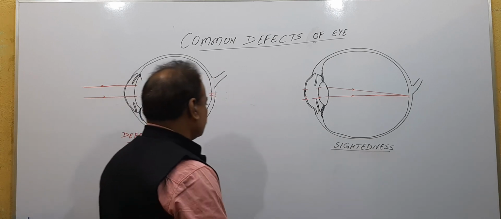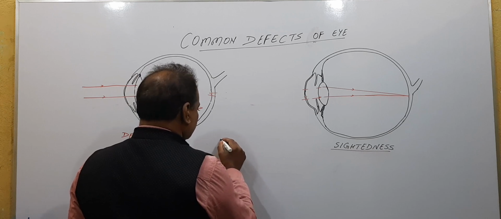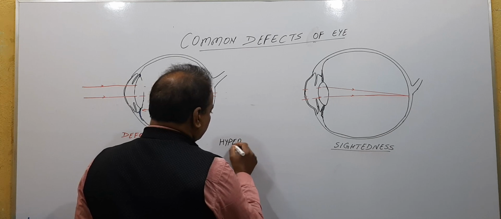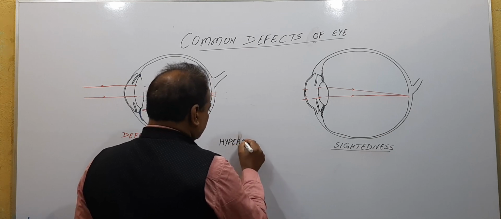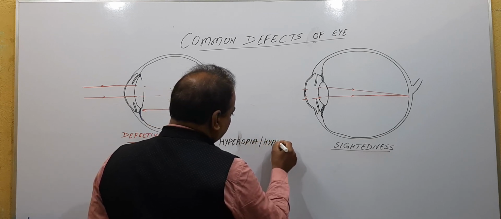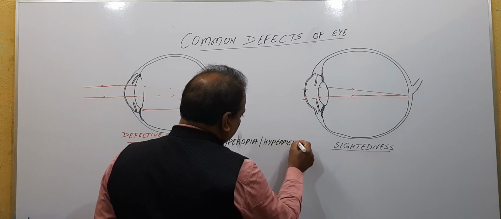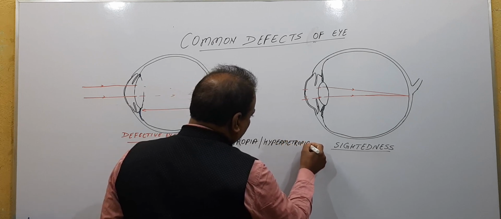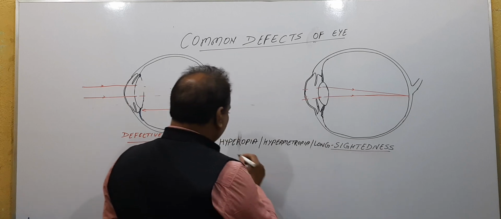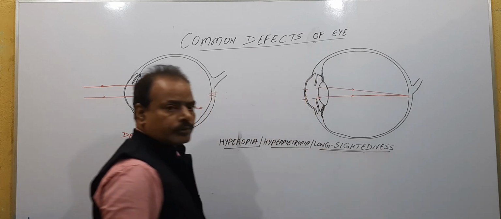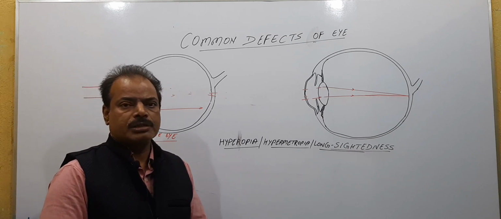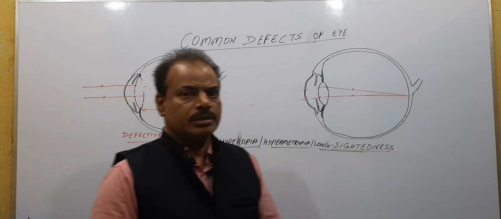Second is hyperopia or hypermetropia or long-sightedness or far-sightedness. It is a defect in which a person can see far objects but can't see near objects clearly.